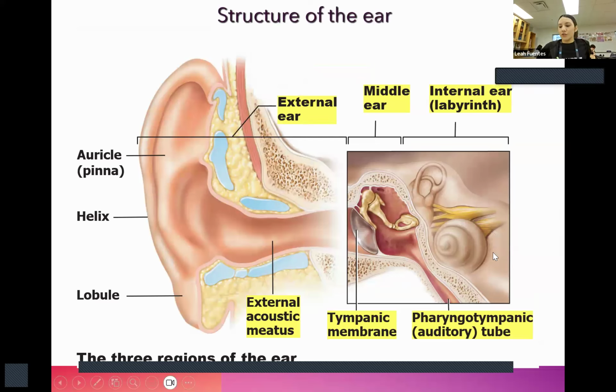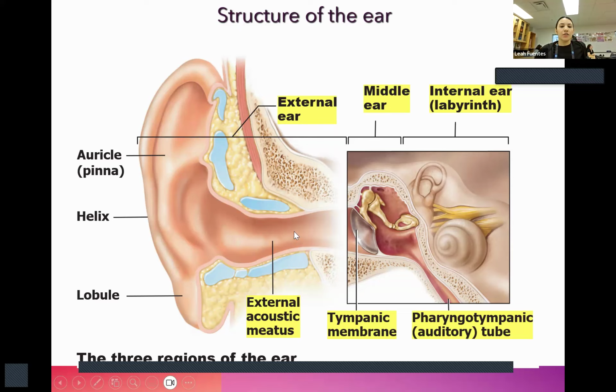Okay, and then we get into our ear anatomy. So we have the outside of our ear here, our auricle, also referred to as the pinna, the helix, and then the lobule, which is your earlobe, or kind of where you get that first ear piercing. This long opening or canal is the external acoustic meatus.